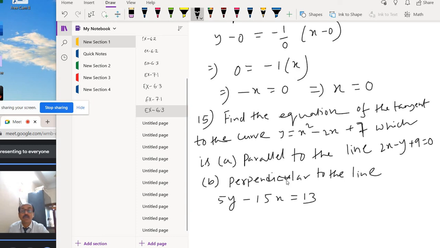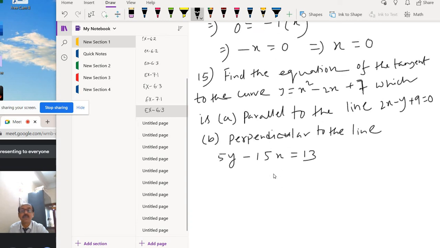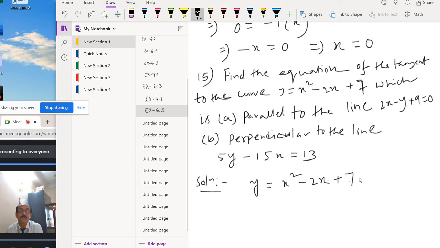So we know parallel condition means same slope, that is m1 equal to m2, and perpendicular condition is m1 into m2 equal to minus 1. Okay, so equation of the curve is y equal to x square minus 2x plus 7. Okay, now find dy by dx. dy by dx equal to x square derivative 2x minus 2. Yes.